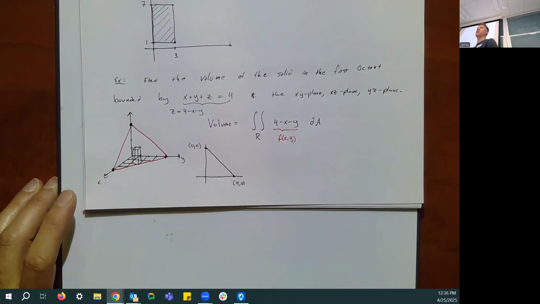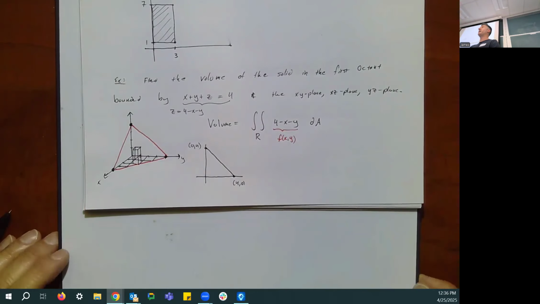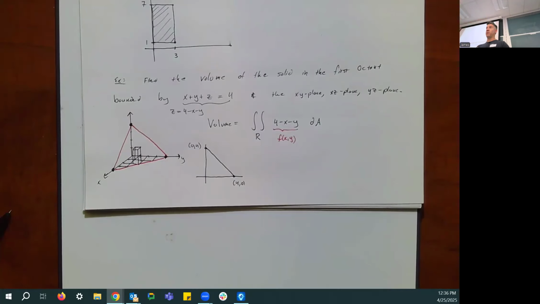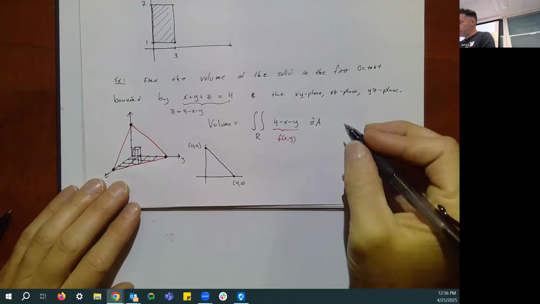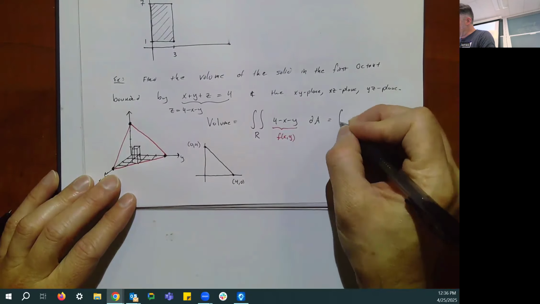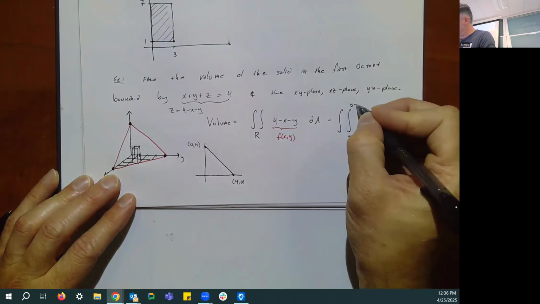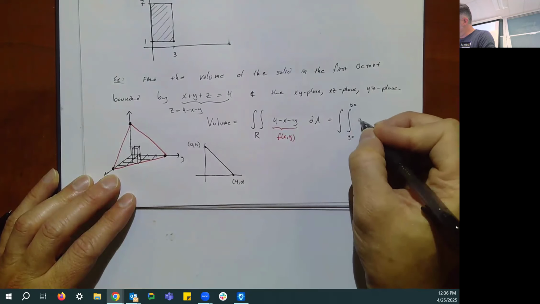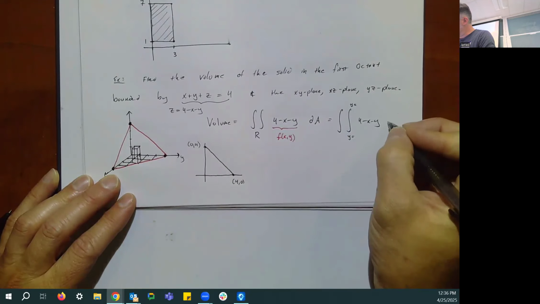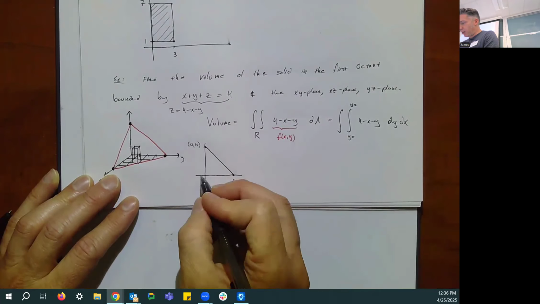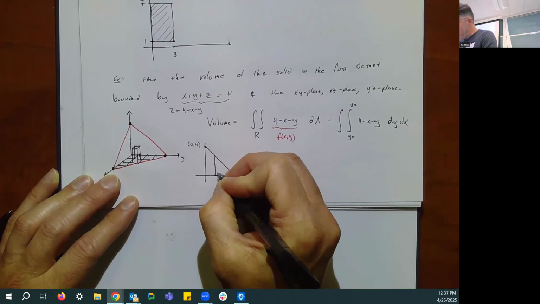And if there isn't a good reason to do it one way or the other, I typically default to going dy dx, because I like to think about my strips being vertical, going from y equals something to y equals something, and then x going left to right. So I'm going to do this as the integral of the integral from y equals some bottom thing to y equals some top thing of 4 minus x minus y dy dx.